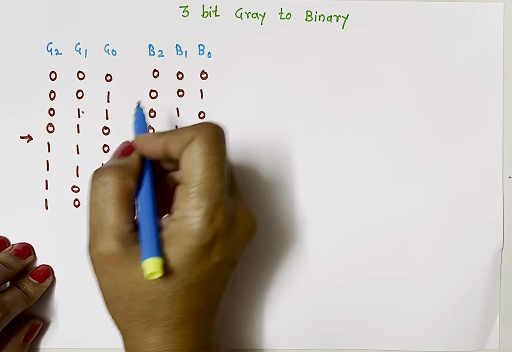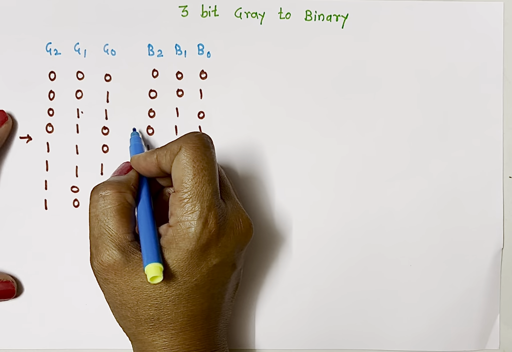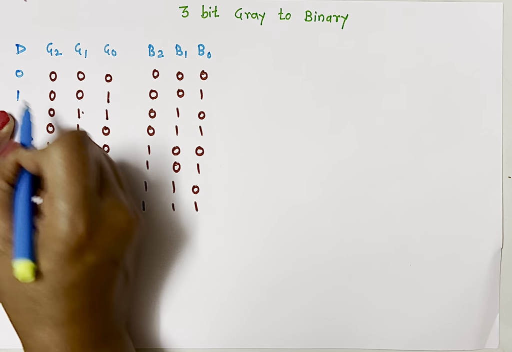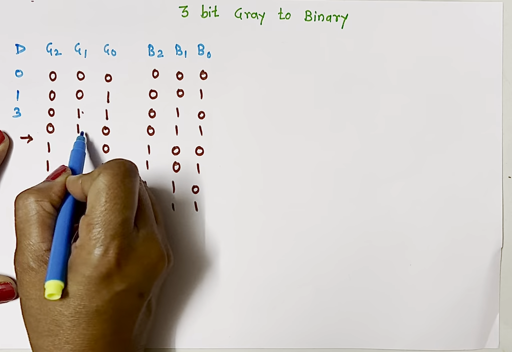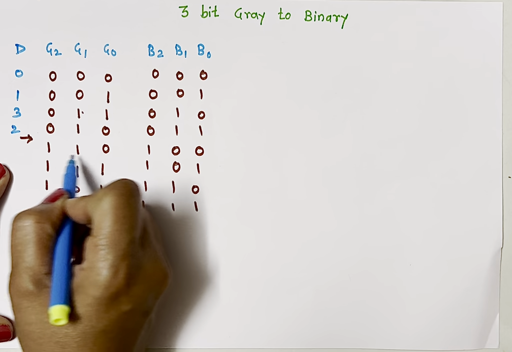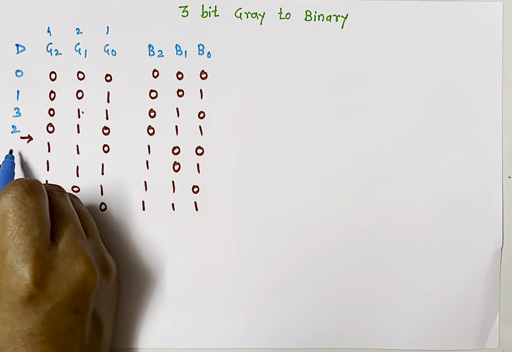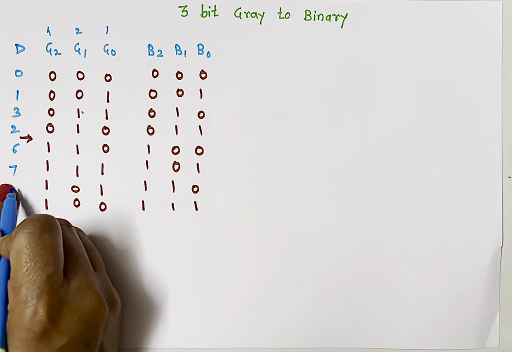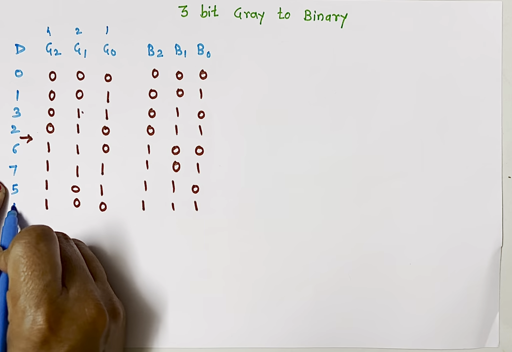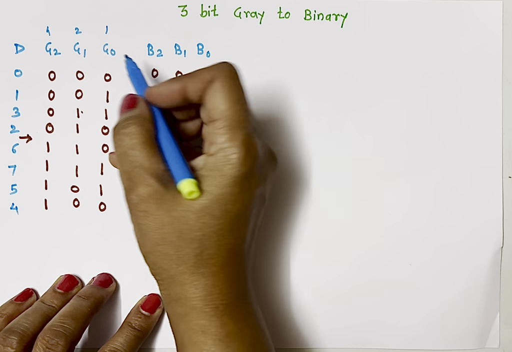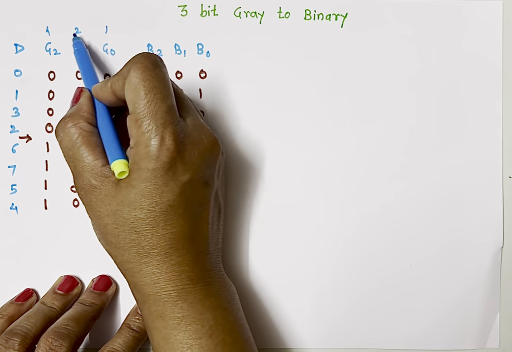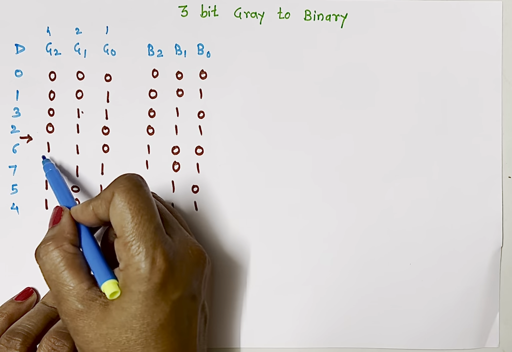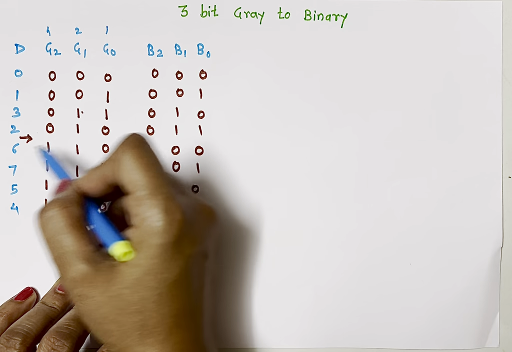Before we make K-maps, let's write the decimal equivalents. 000 is 0, 001 is 1, 011 is 3, 010 is 2, 110 is 6, 111 is 7, 101 is 5 and 100 is 4. Or you can see here, binary weights are 1, 2 and then 4. So 4 plus 1 is 5, and 4 plus 2 is 6.